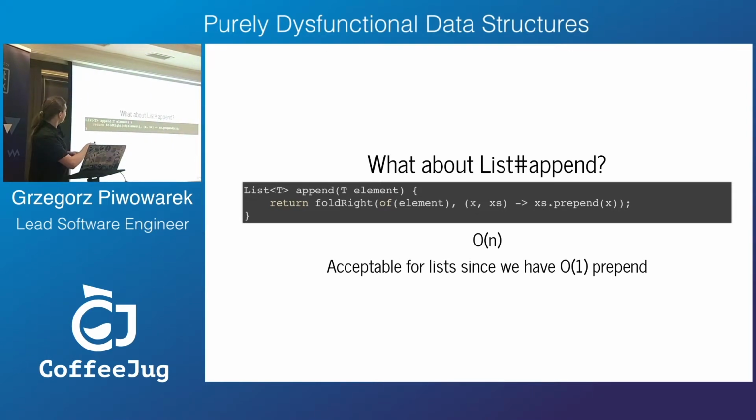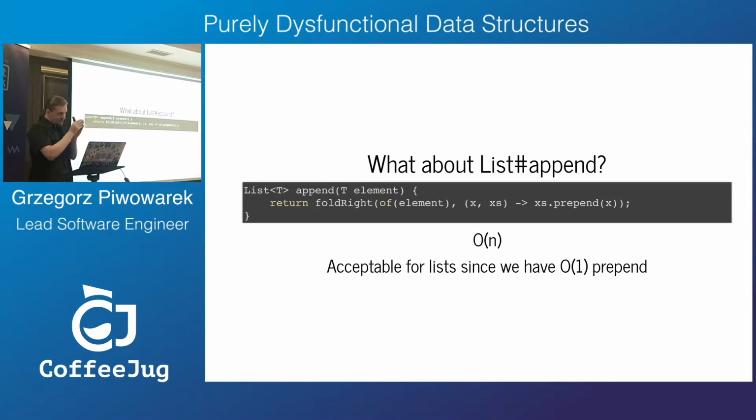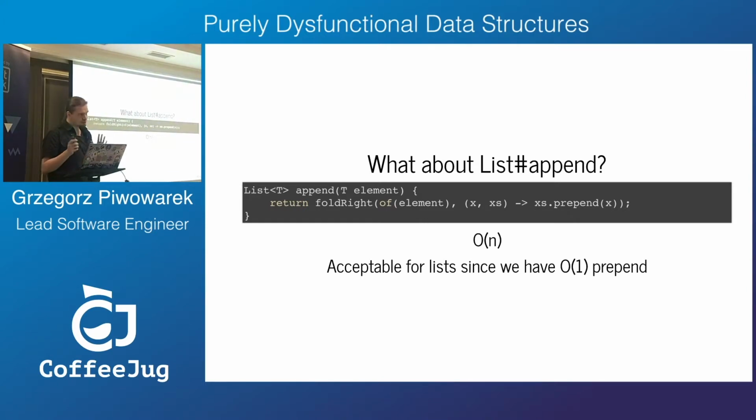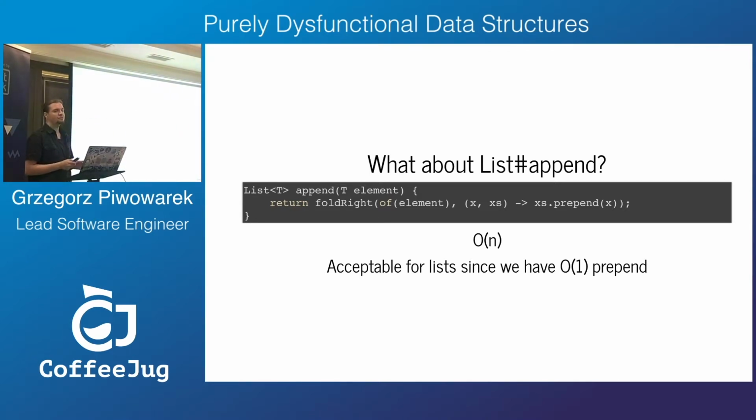Because look, in order to add the element to the beginning of the list, you need to actually recreate the list from scratch. You need to pretty much do the fold right, start with the first element, and then just keep prepending the previous list. And this is, unfortunately, not constant time, it's linear time. But generally, let's say it's acceptable for a list, because usually we just add elements from one place. So, it's kind of okay.